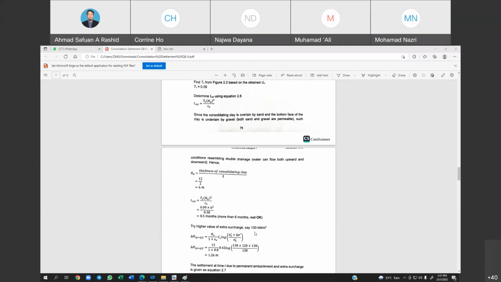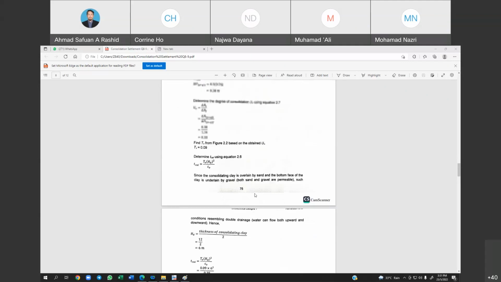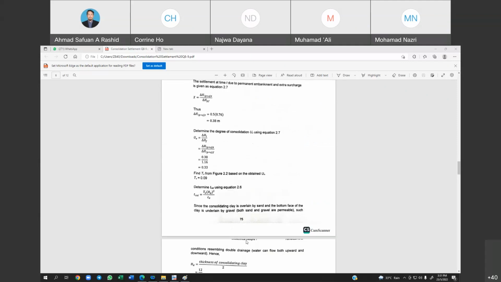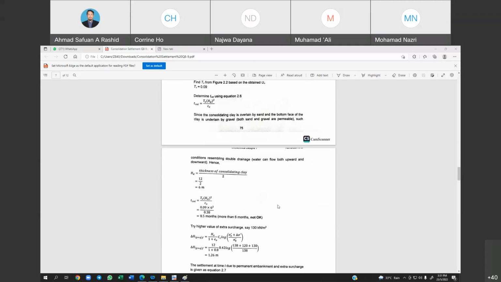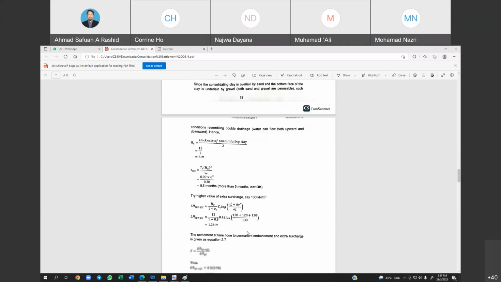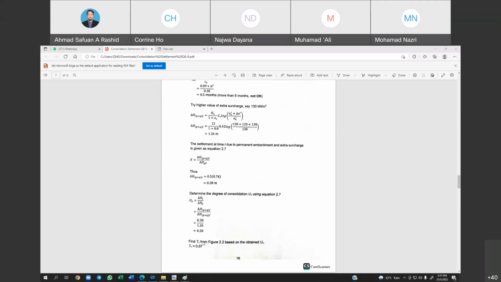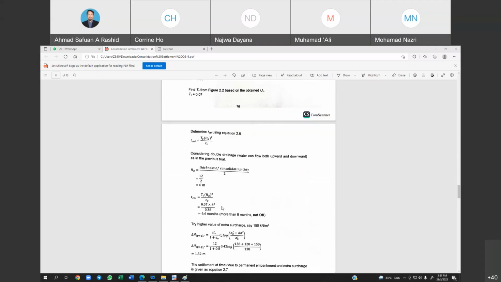So we need to increase. Kalau dia singkat, we need to reduce. Contoh kita apply 200. So dapati dia less than 6 months, so we need to reduce. Try a higher value of extra surcharge. Okay, 130. Ini dapat berapa ni? 0.38. Then 6.6 months, not okay. So increase lagi.